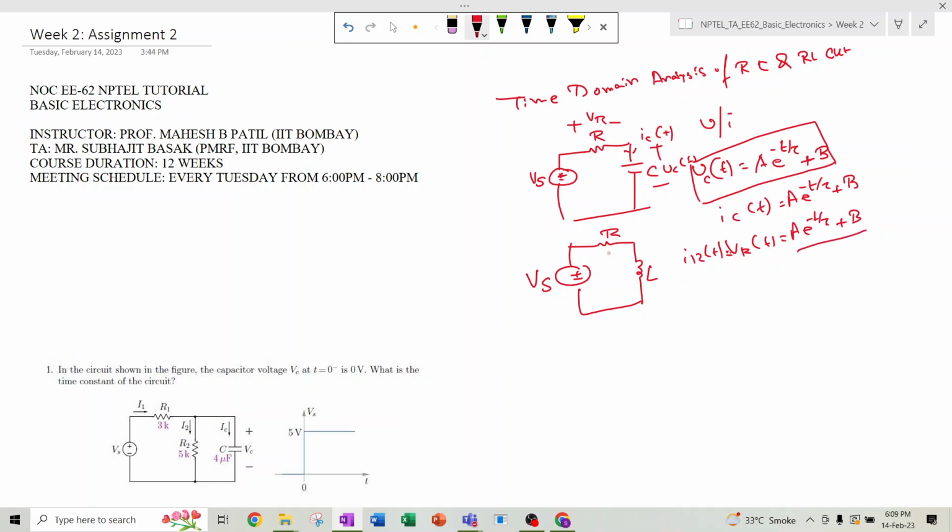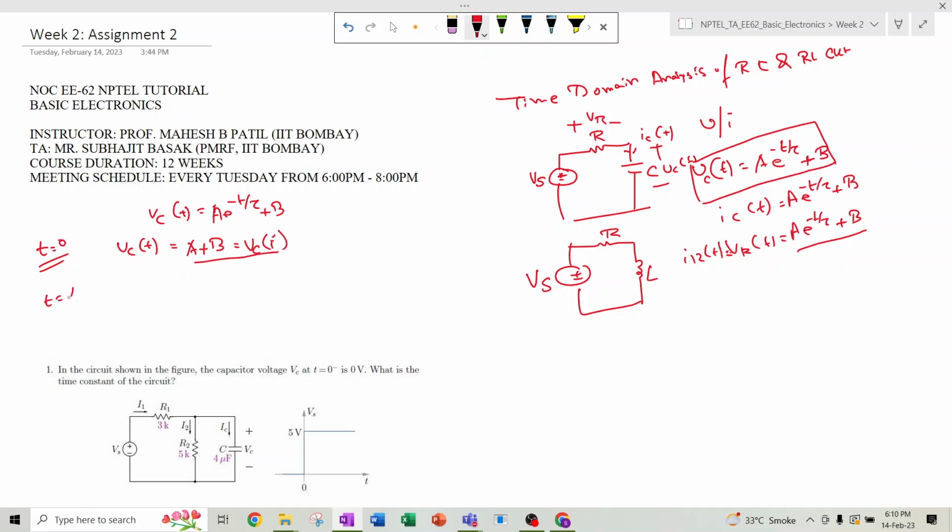So basically today I will simplify this equation. Vc(t) is a e to the power minus t by tau plus b. Now let's say at t equal to 0, Vc(t) becomes a e to the power 0, and e to the power 0 is nothing but 1, so a plus b. So at time t equal to 0, let us call Vc(t) as Vc initial. So Vc initial is nothing but a plus b.